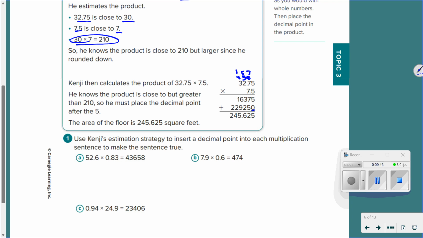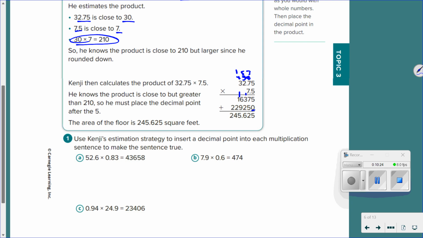One other key on this, you have to have neat handwriting. You must line all of your columns up and keep track of what goes where. So now I start adding. 5 and 0 is 5. 7 and 5 is 12. I carry the 1. 5 plus 1 is 6. 6 and 9 is 15, carry the 1. 1 and 1 is 2, plus 2 is 4. Nothing to carry, the 2 comes down. Now, by Kenji's, he said it's going to be close to 210. By having all those digits, he says, well, that means it should be around 245. So he just put the decimal here.